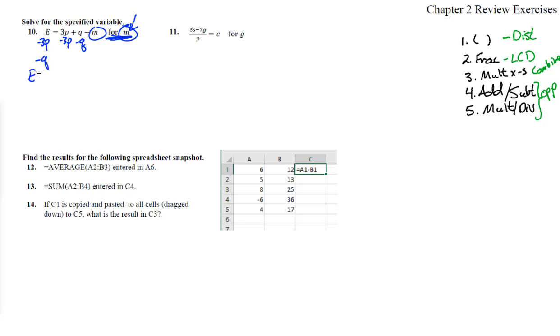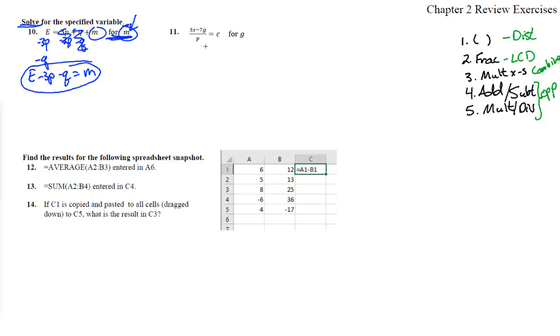So now we have E minus 3P minus Q equals M. The 3P and Q are gone. M is by itself. Look at that. M's by itself. That's what solve means, is get by itself. We're good. We can't combine anything on the left-hand side. They are not like terms.